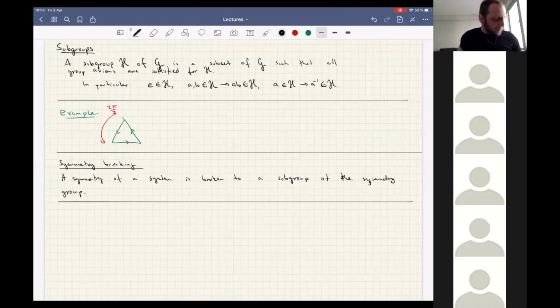Finally, for the last 6 minutes of this hour, I want to discuss so-called homomorphisms. So in short, homomorphisms are maps between two groups that preserve the group structure.